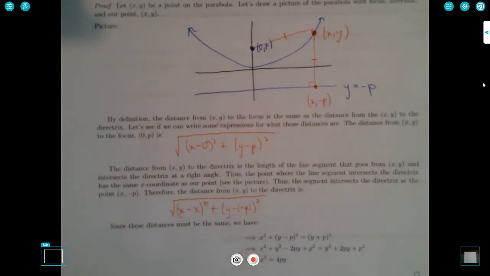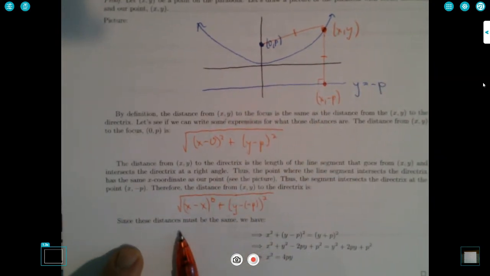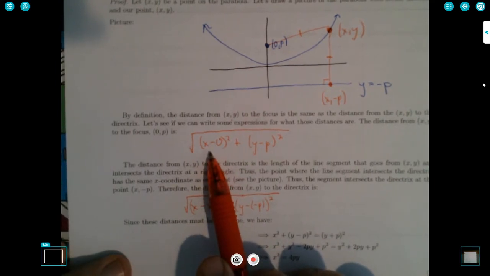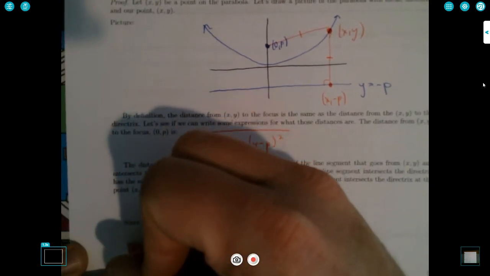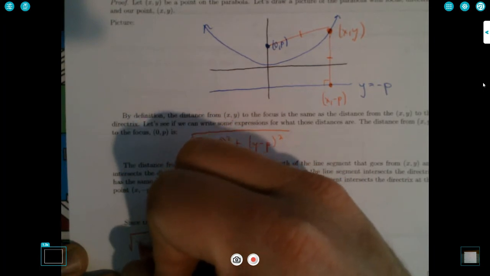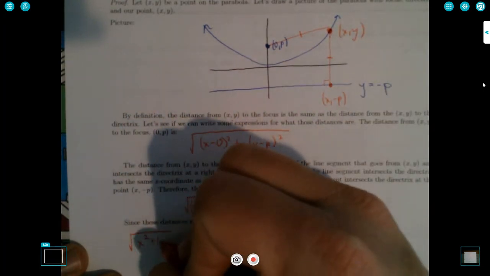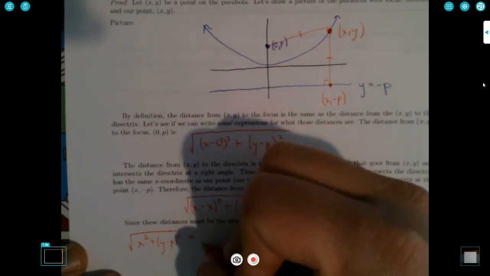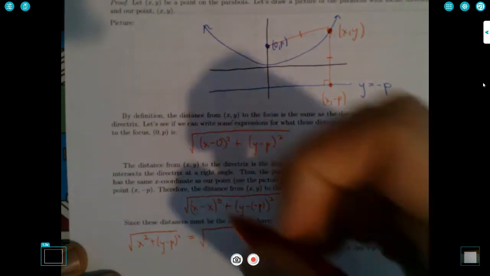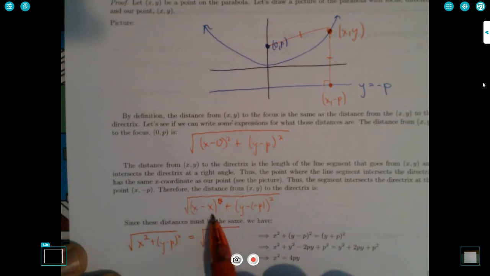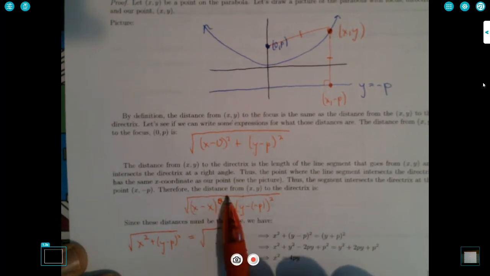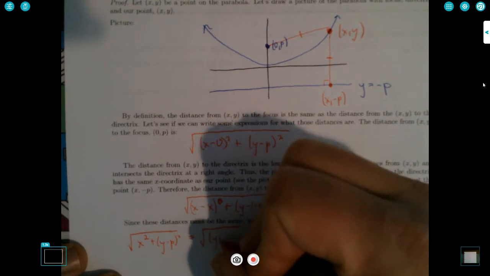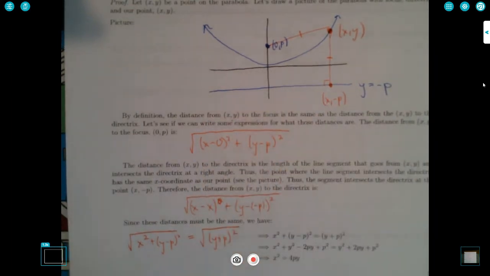So y minus negative p squared. So there's that distance. Since these distances must be the same, we have the following, right? So x minus 0 squared would just be x squared. So we would have the square root of x squared plus y minus p squared has to equal the square root of, well, x minus x, that's 0 squared, so that's just 0. And then y minus negative p is y plus p. So this is y plus p squared. Okay.